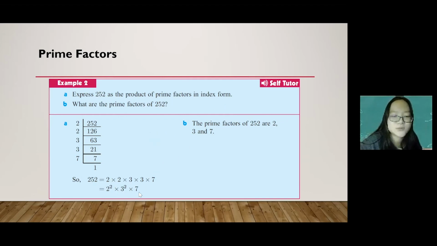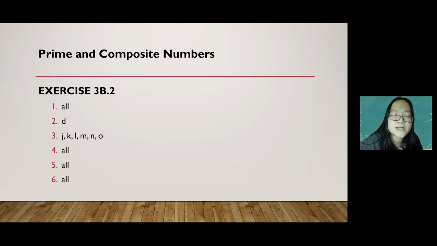So 2 squared times 3 squared times 7. The prime factors are 2, 3, and 7. Okay, so that's for prime and composite numbers. And then this is the homework for that section of the textbook. Like I mentioned, even though it says exercise 3B, there's 3B.1, 3B.2. Oh, there's actually 3B.3. So the B section is pretty long.